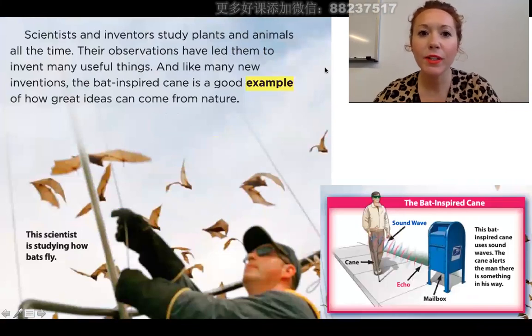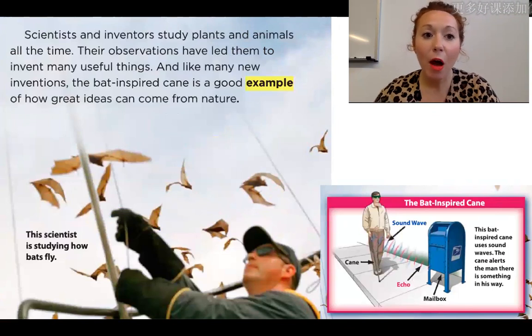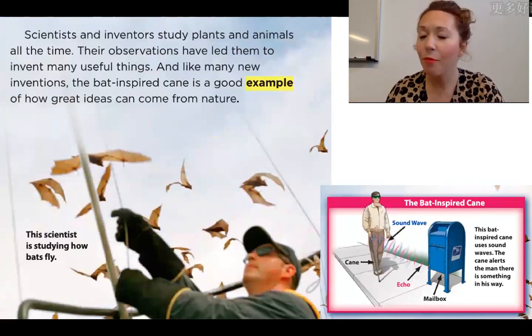Scientists and inventors study plants and animals all the time. Their observations have led them to invent many useful things. And like many new inventions, the bat-inspired cane is a good example of how great ideas can come from nature.